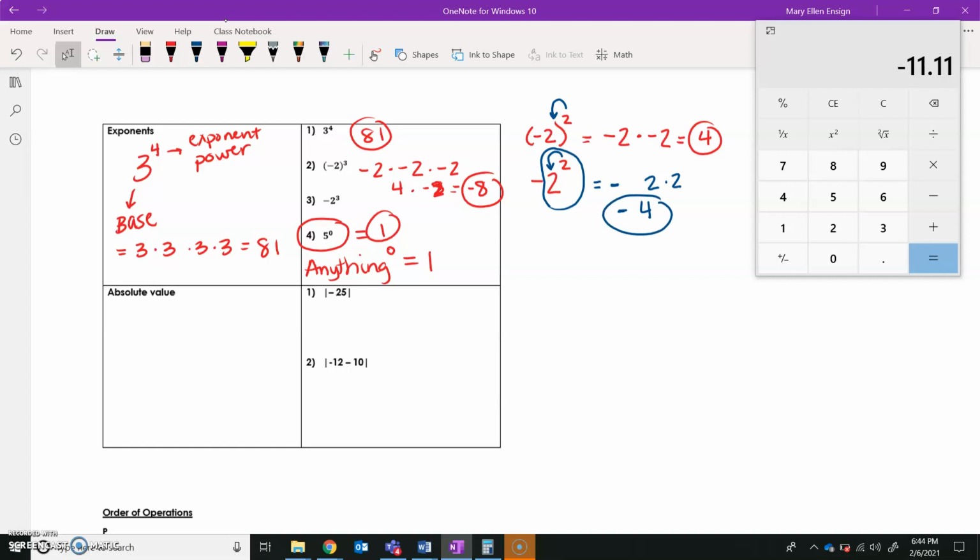So if you want to square a negative number and you want that negative number to be multiplied by itself, then you have to make sure it's in parentheses in your calculator.